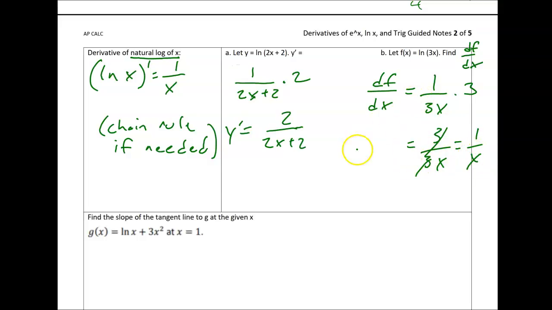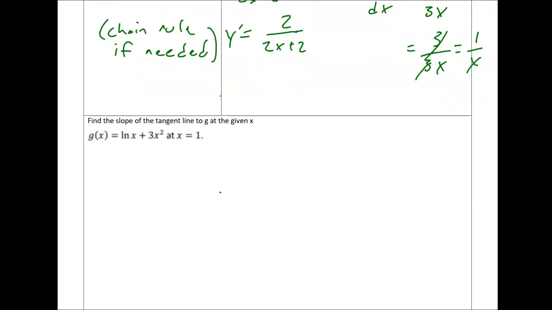Okay, and then I have a slope of a tangent line problem. So find the slope of the tangent line to g at the given x, which is x equals 1. So really we want the derivative, g prime of 1. So we'll find g prime of x using my new rule. And notice we just have a plain old, kind of naked natural log function here. So we'll do 1 over x.